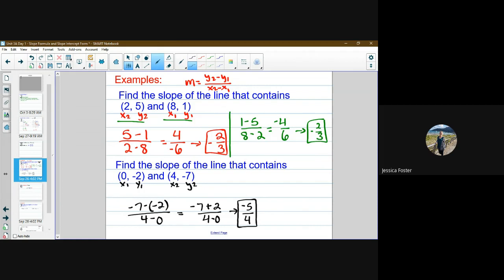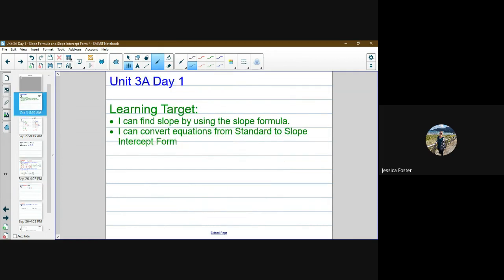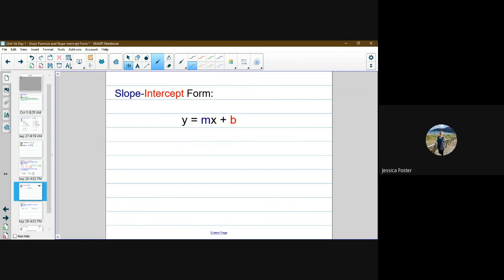All right, our second learning target from today is to convert from standard to slope-intercept form. And this is going to come up a lot throughout this unit. So let's take a look at what slope-intercept form is. Slope-intercept form is when we have an equation written like this. y equals mx plus b.